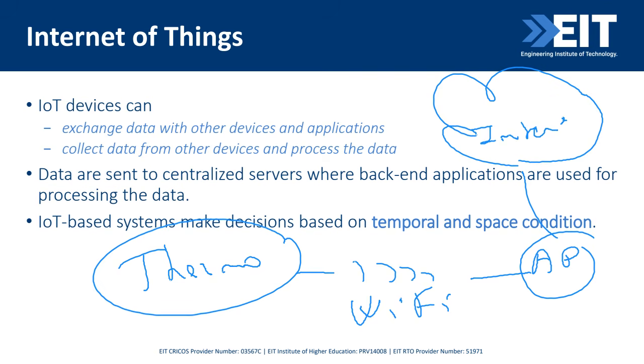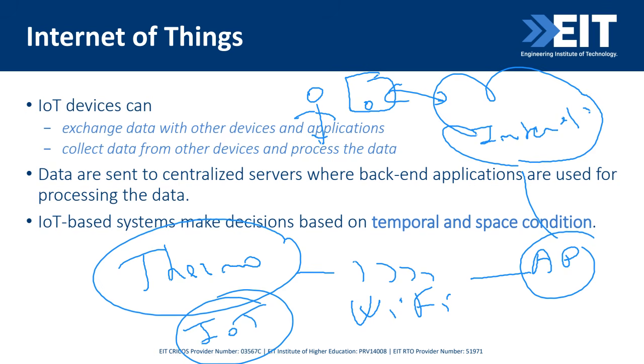And now, if you are sitting somewhere on a smartphone, you will be able to communicate with this IoT device. Okay, so IoT devices have this access. They can exchange data with other IoT devices. The thermostat, for example, can communicate with another IoT device like a heater or an air conditioner, and it can send a command to it or receive some data from it.